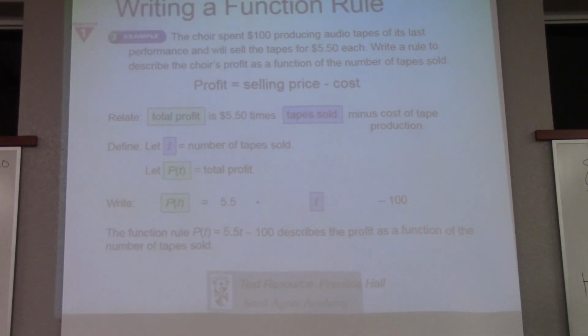So writing a function rule is looking at a pattern and then writing an equation. Make sure we have an equal sign as we go through it.